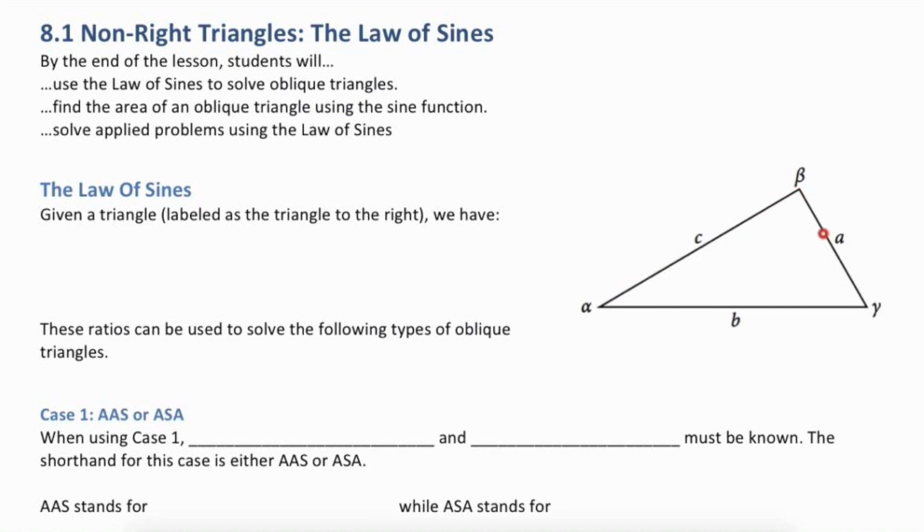Given a non-right triangle, here are angles labeled alpha, beta, and gamma, associated with A, B, and C as we're used to labeling, where A is opposite little a, so alpha is opposite A, B is opposite little b, so beta is opposite B, C is opposite little c, so gamma is opposite side C. So given a triangle like the one pictured, we have the sine of alpha over A equals the sine of beta over B equals the sine of gamma over little c.